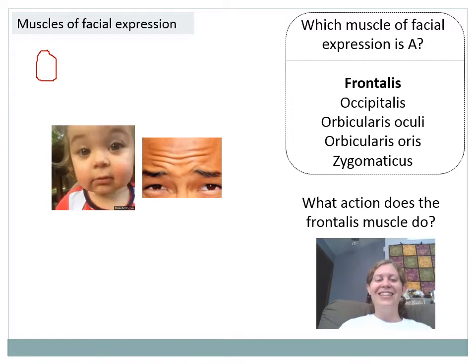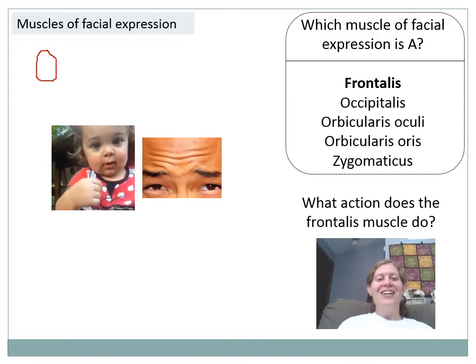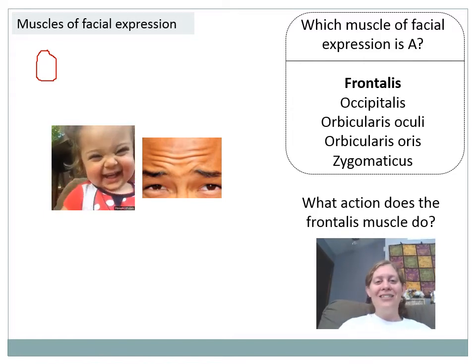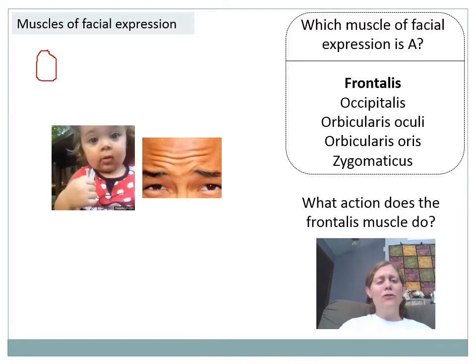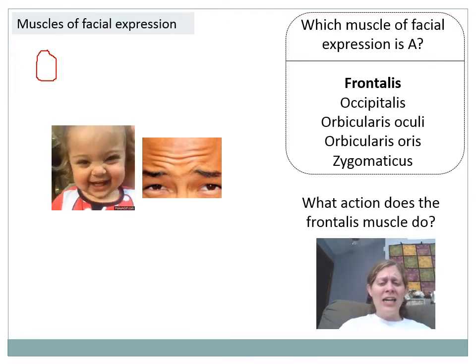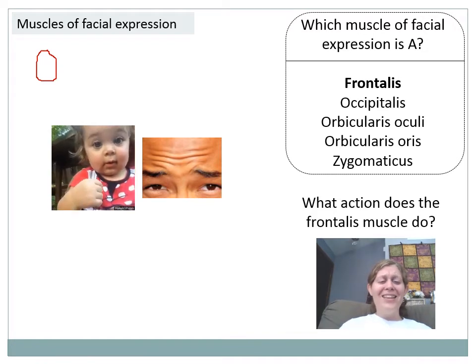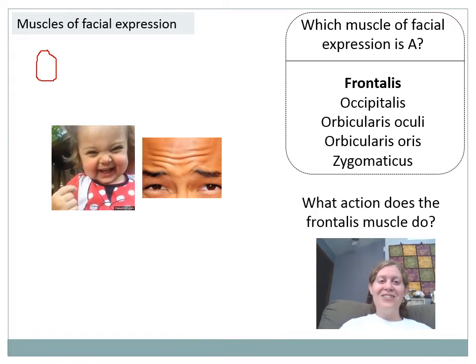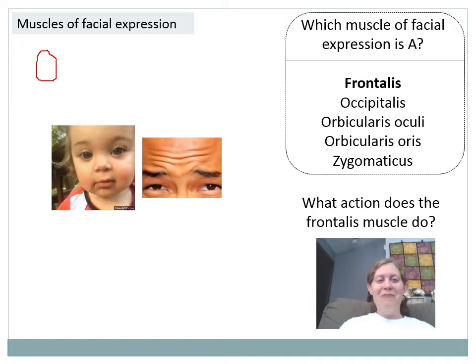She's so cute, that cute little girl raising up her eyebrows. So it helps you elevate and depress your eyebrows, and it also helps you furrow your brows. So if you see this nice little line that I got going on right there, yep, that is because the frontalis muscle is so good at its job.